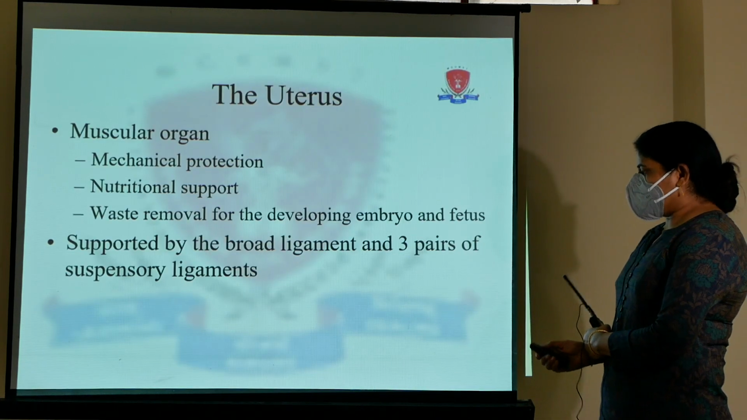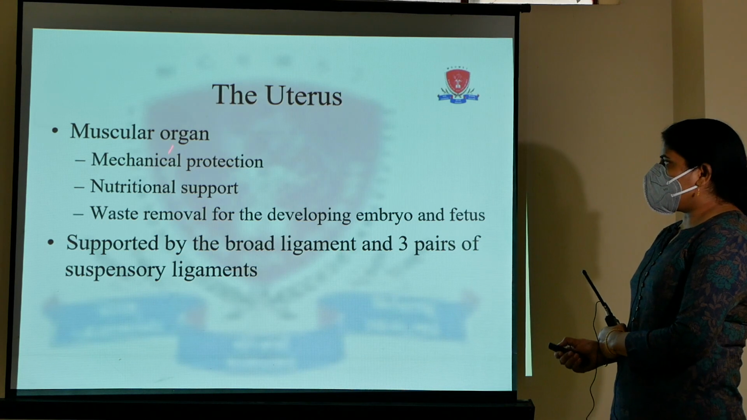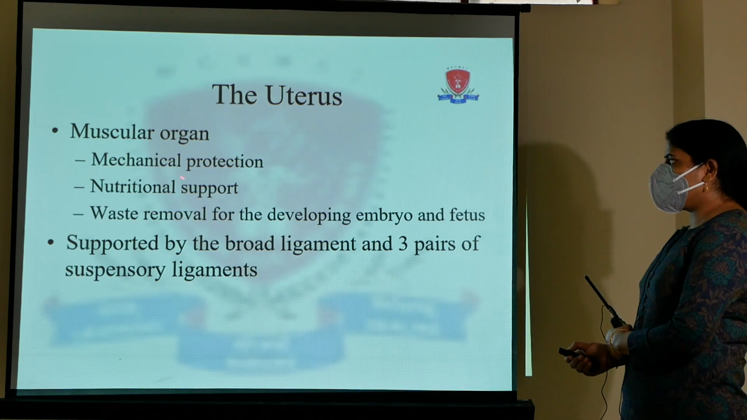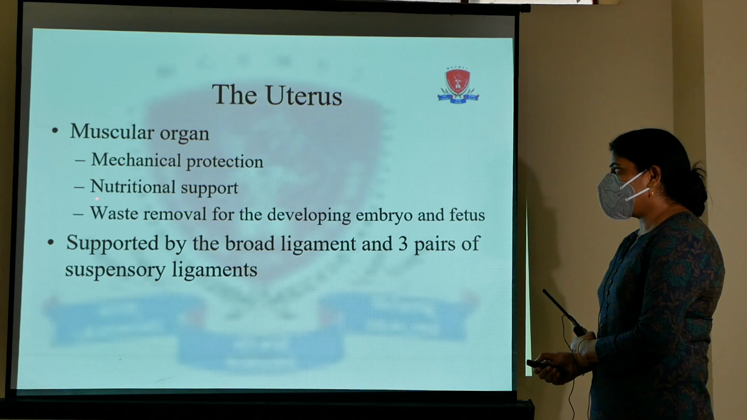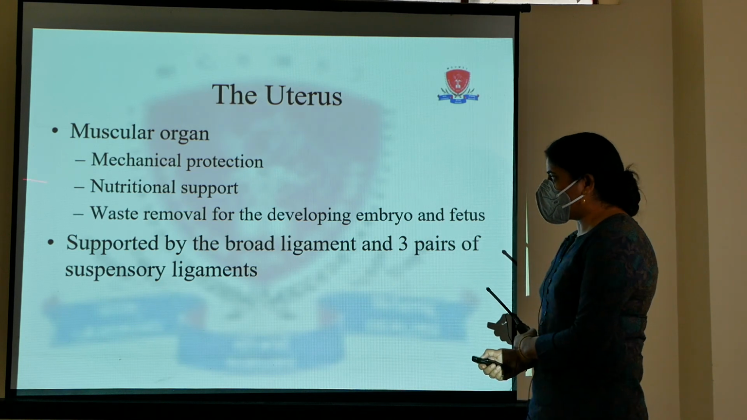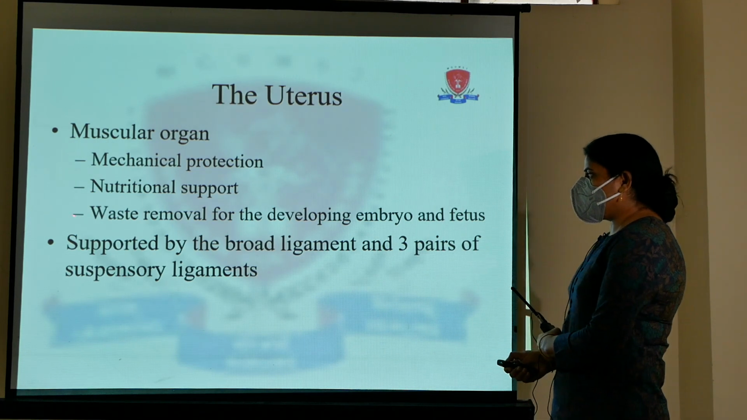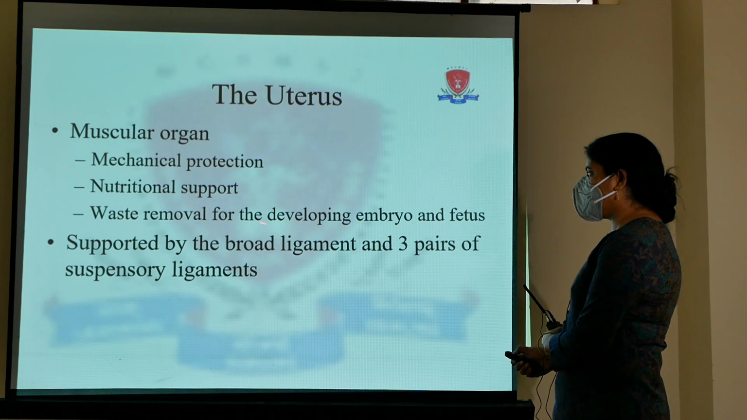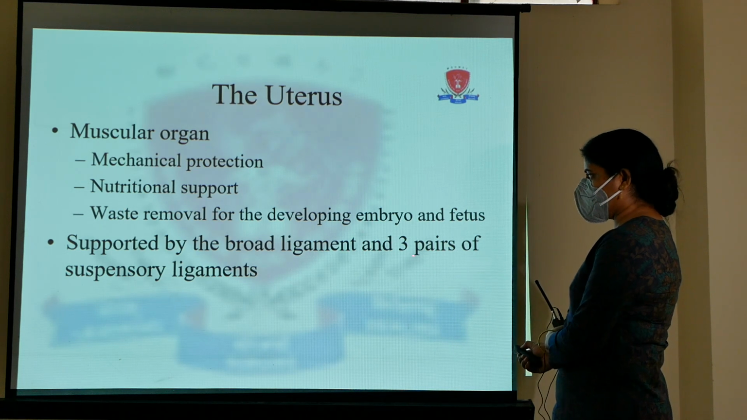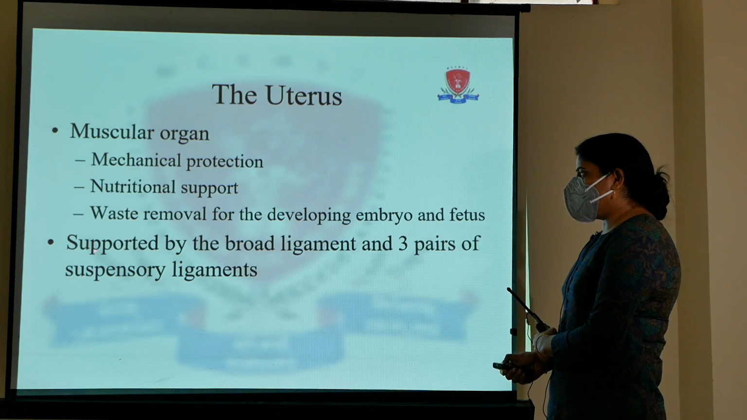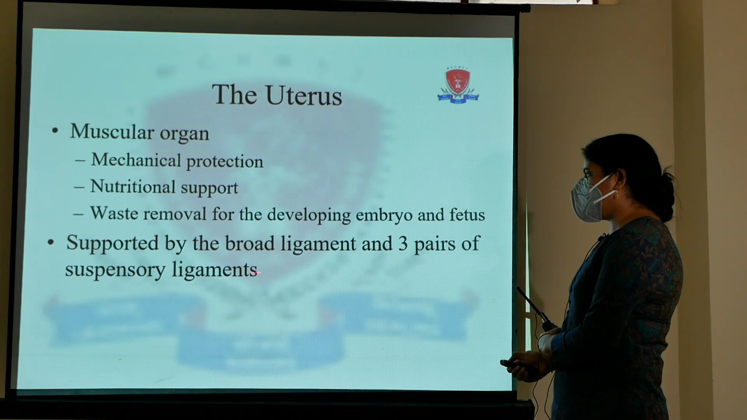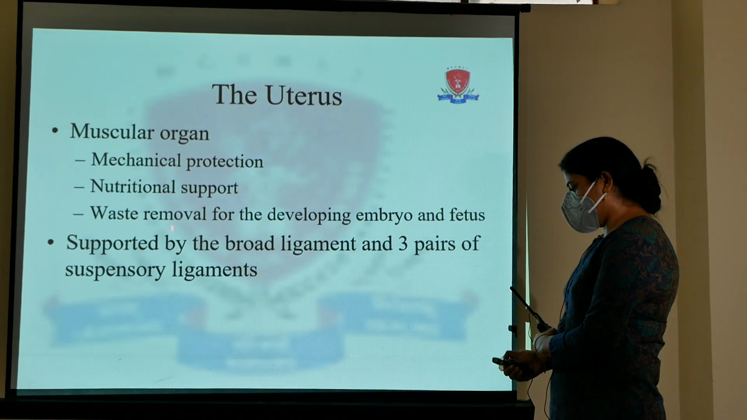Regarding the uterus, it is the muscular organ responsible for providing mechanical protection, support and nutritional support. It is responsible for the removal of waste for the developing embryo and fetus. It is mainly supported by the broad ligament and 3 pairs of suspensory ligaments.